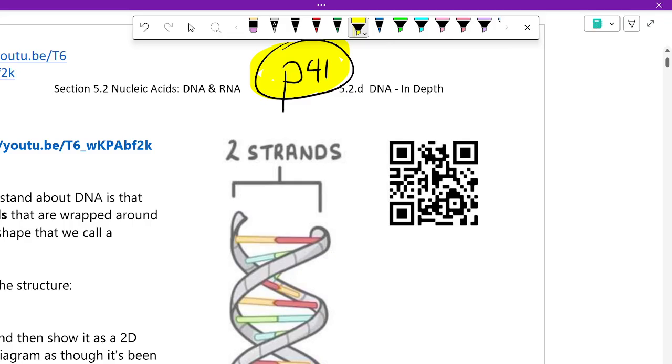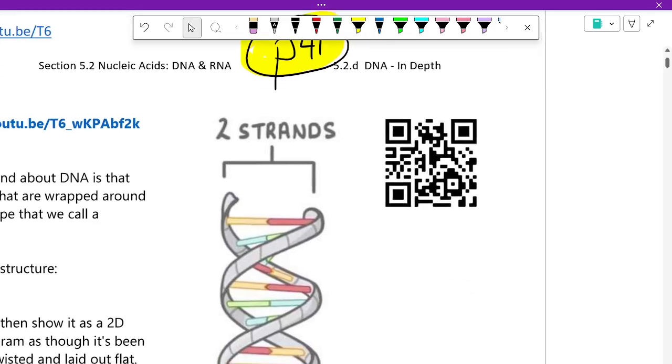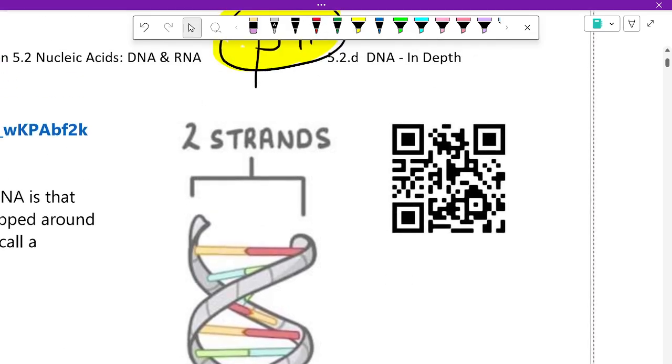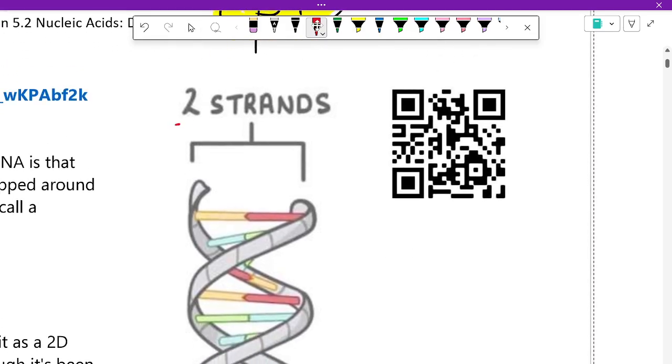So today we're going to take a little more in-depth look at DNA itself. Last day we looked at a bigger level, like how it becomes chromatin, it becomes chromosomes. Today we're going to go in smaller and look at the details of the DNA. So the first thing to realize is that DNA is made of two strands, and they are wrapped around one another.